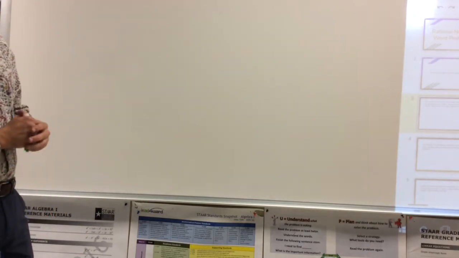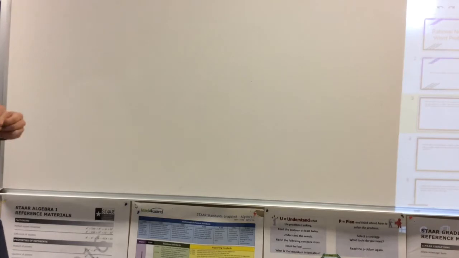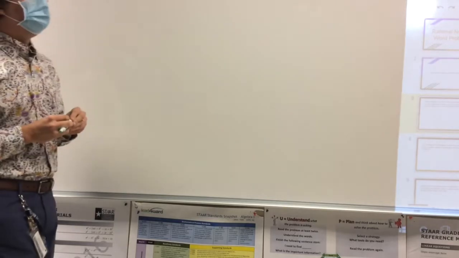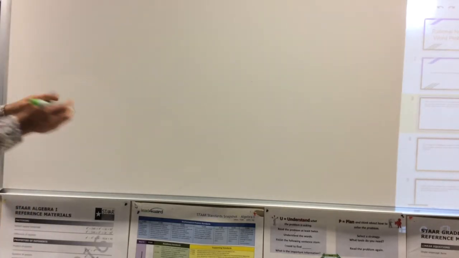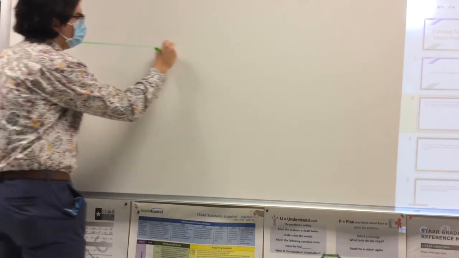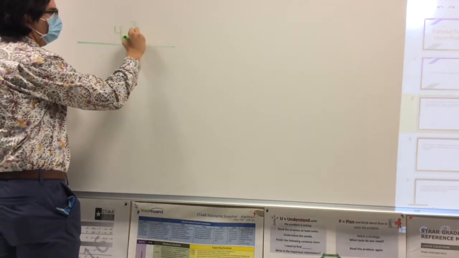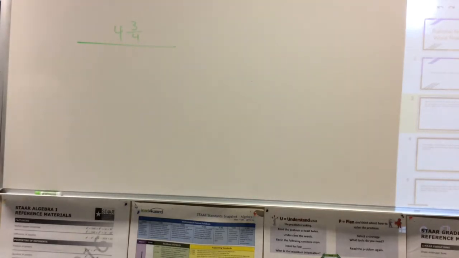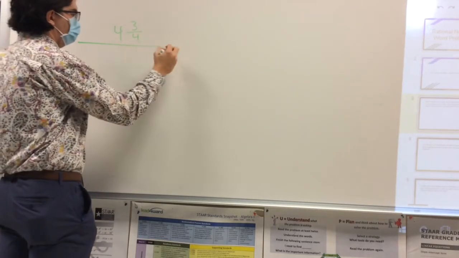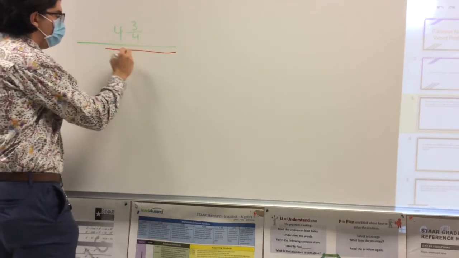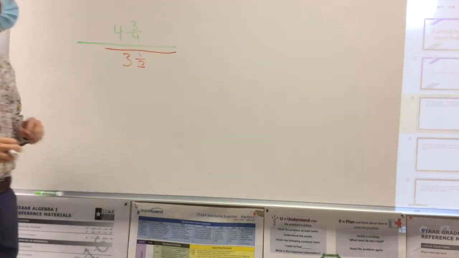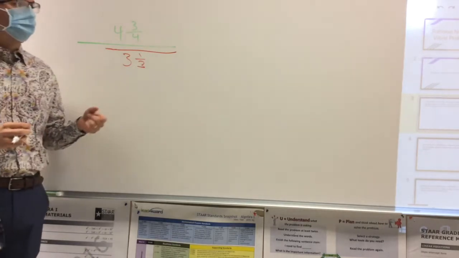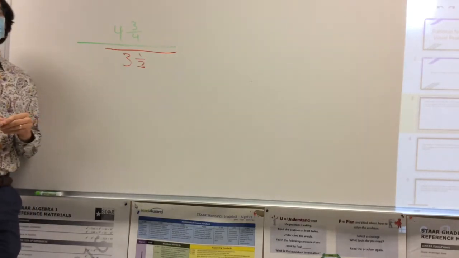All right, so it says Renee hiked for 4 3/4 miles. After resting, Renee hiked back along the same route for 3 1/3 miles. How many more miles does Renee need to hike to return to the place where she started? Okay, so first of all, Renee hiked 4 3/4 miles. This pen's not very dark. Let me see if I can find a darker one. All right, and then it says Renee hiked back along the same route for 3 1/3 miles. But my question says, how many more miles does Renee need to hike to get back to where she started?